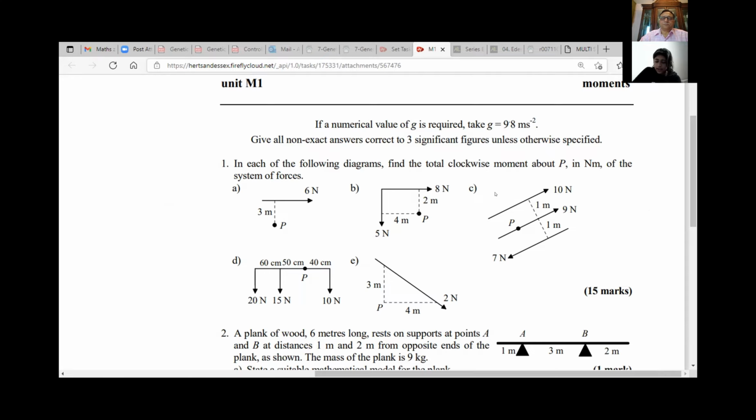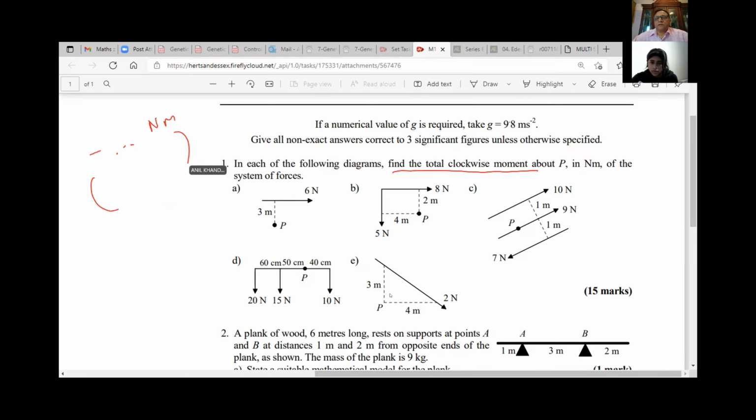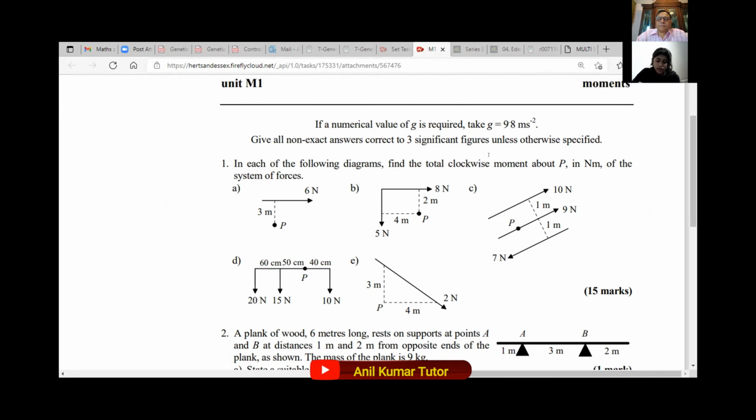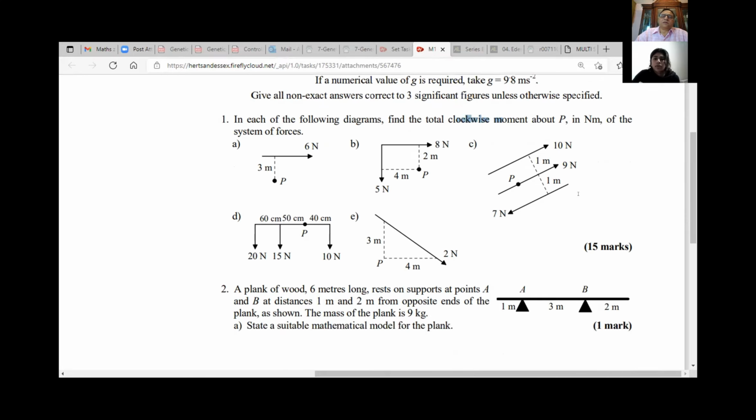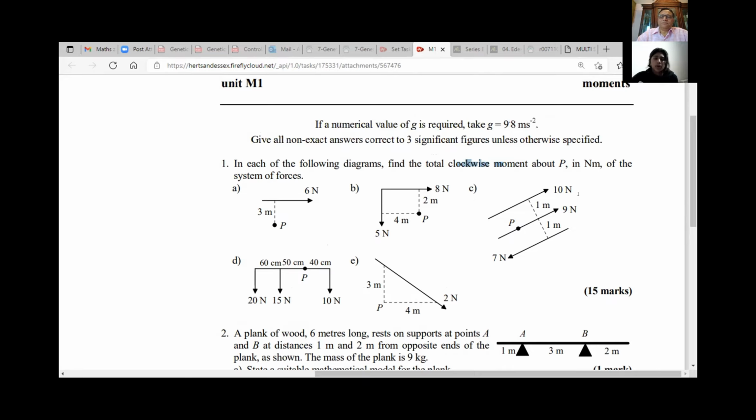Wait, so in that case, it was anti-clockwise. Yeah, because to find the total clockwise moment, you write negative whatever you got, in Newton meters. In brackets, you can write counterclockwise. So if there is an anti-clockwise moment as well, you have to subtract them and take the net. If the net is negative, it means it is counterclockwise, assuming you're considering clockwise as positive. Is it okay? Yeah.